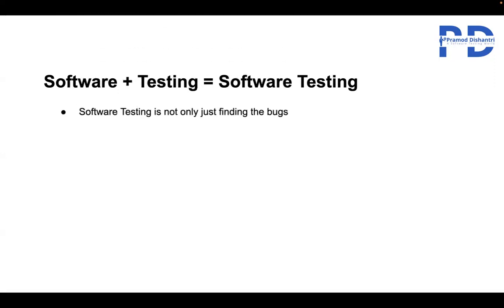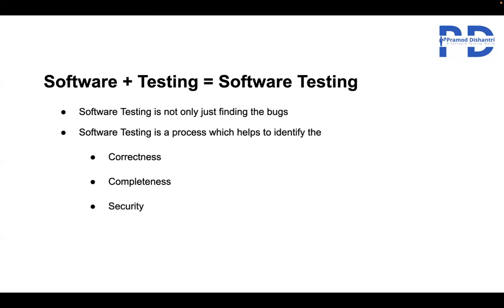So lots of people say software testing is finding the bugs, but it is not only finding the bugs. It is also a process which helps us to identify the correctness, completeness, security, and quality of any developed application, right? So there are four terms in this definition: correctness, completeness, security, and quality, right? And the first point is that it is not only finding the bugs. So if we understand all four terms, first we will check correctness, right?